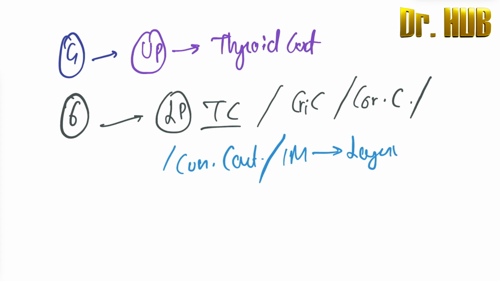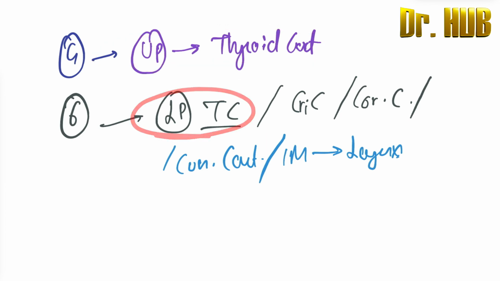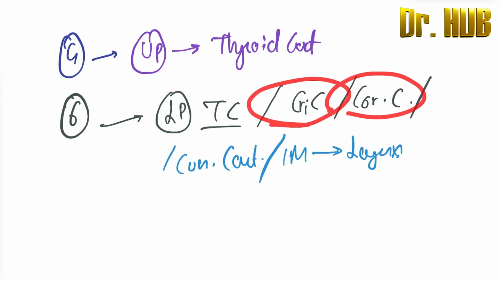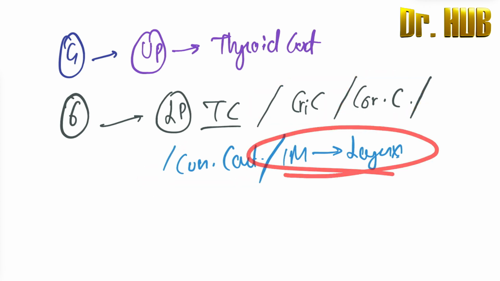So in terms of the sixth arch, there are many. That is the lower part of the thyroid cartilage. The fourth arch is simple, there is only one. That is the upper part of the thyroid cartilage. The lower part will include the thyroid cartilage in the sixth, and the cricoid cartilage, corniculate cartilage, then the cuneiform cartilage, and then the intrinsic muscles of the larynx.